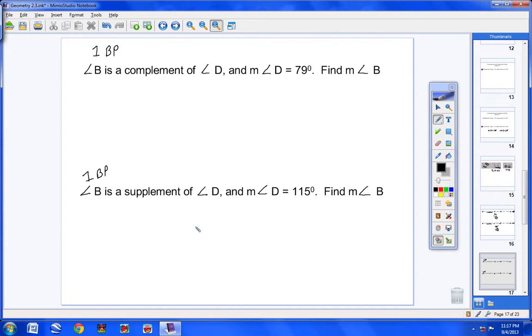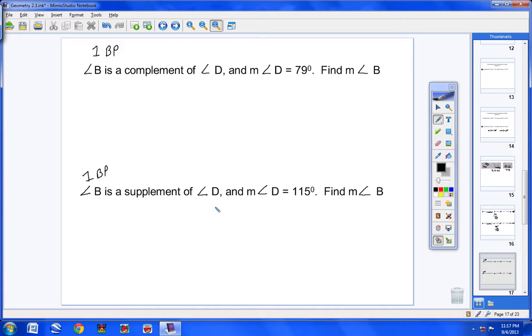Now, I would like you to work on some bonus points. Notice B is a complement of D, and here's the angle, find B. Notice B is a supplement of D. Angle D is 115, find angle B. So one bonus point for this problem, one bonus point for this problem. Go ahead and pause the video now, work this out, and when you're done, turn it back on and see if you did them correctly.